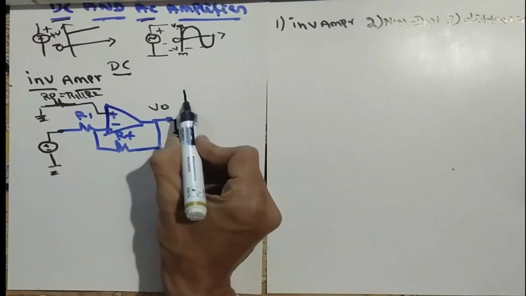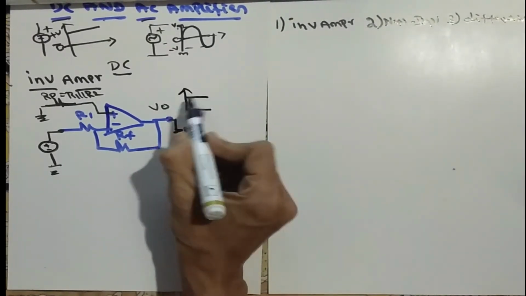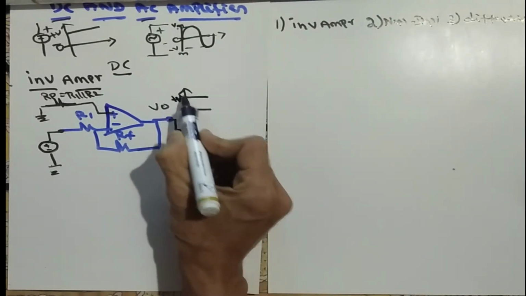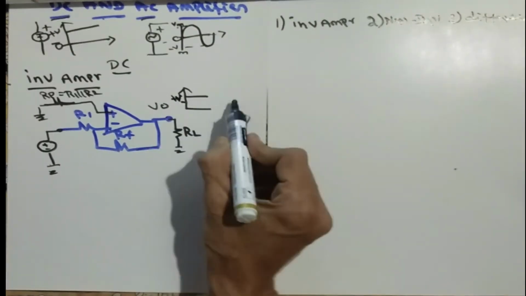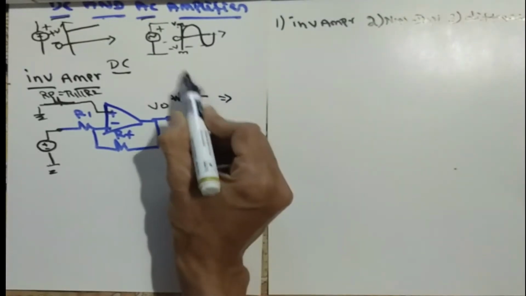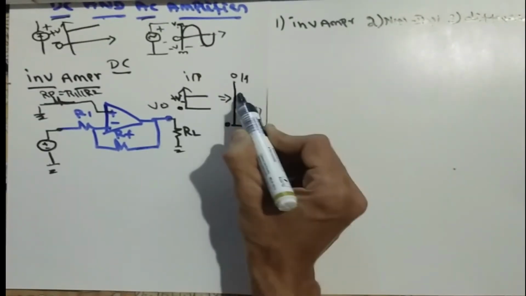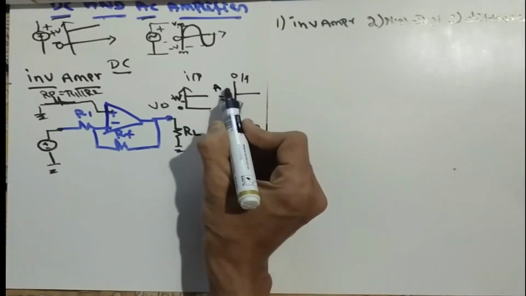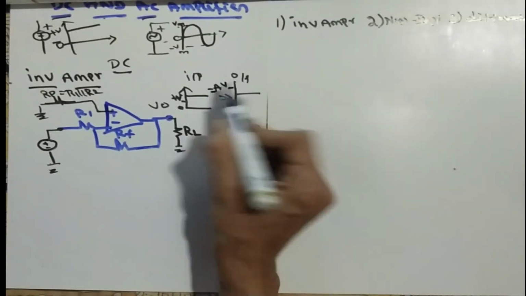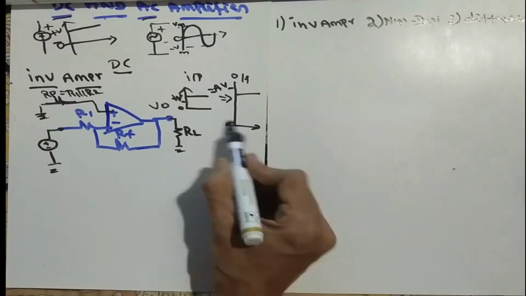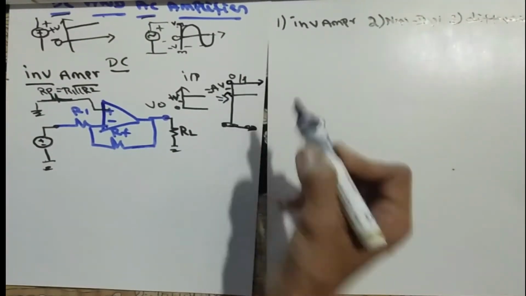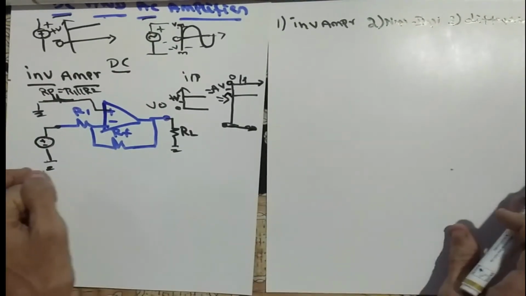If you give a DC input, whatever signal you give, you will get an output like this: this is your input, this is 0, and you get the maximum point, which is minus V minus. This negative indicates that the output goes in the negative direction. Sorry, the 0 is here, and this portion we call negative. This is called an inverting amplifier.